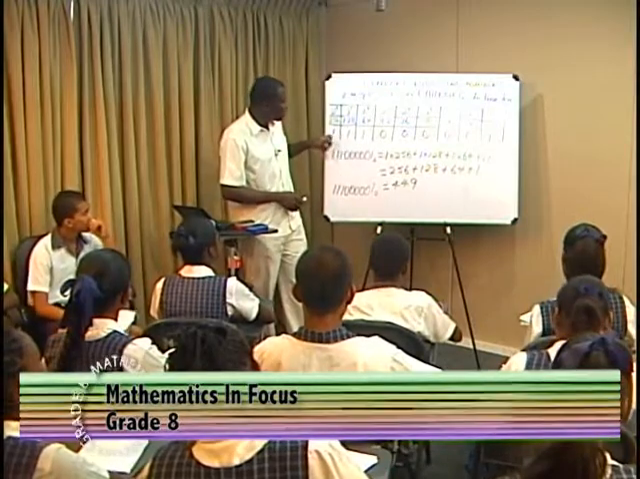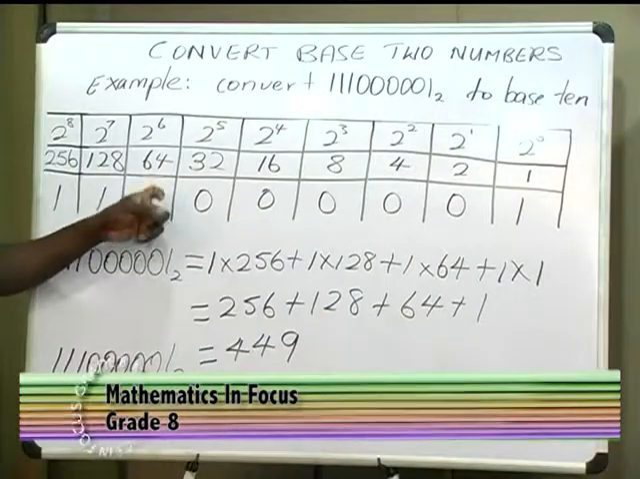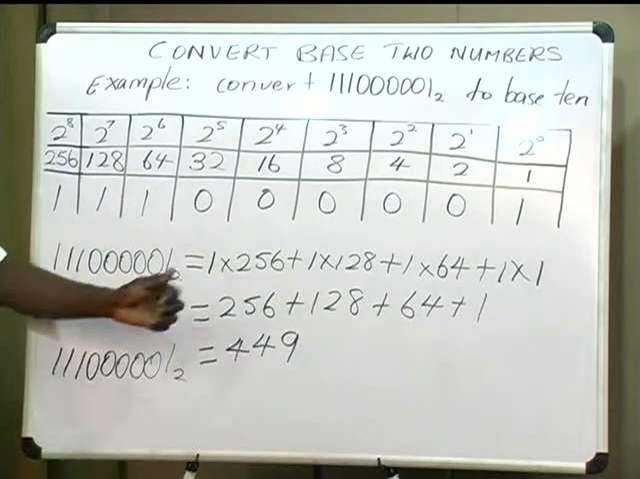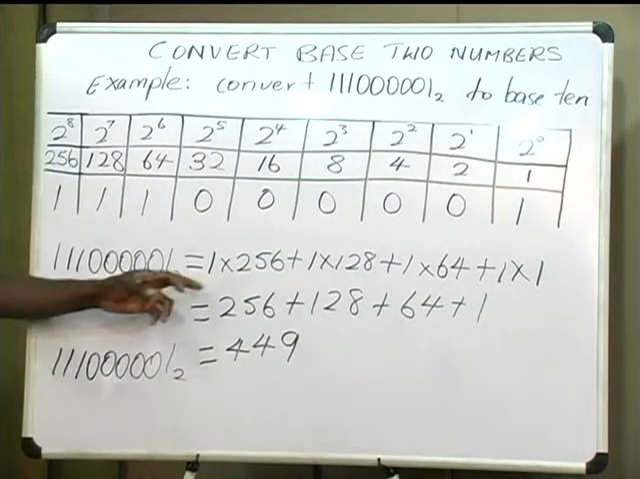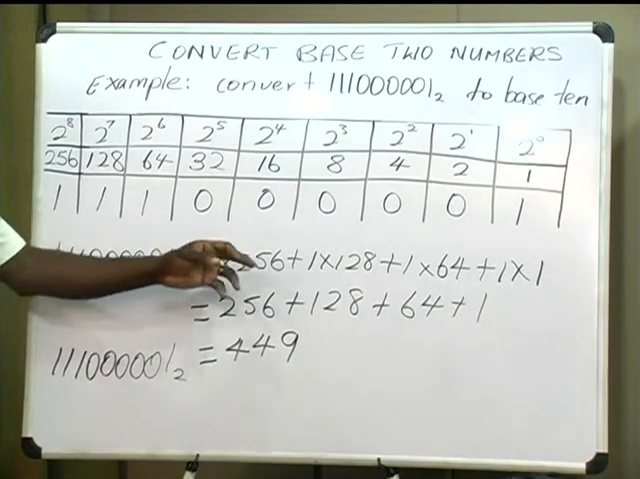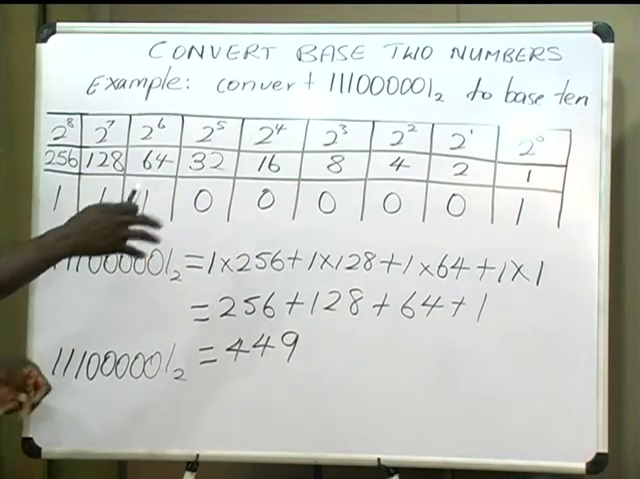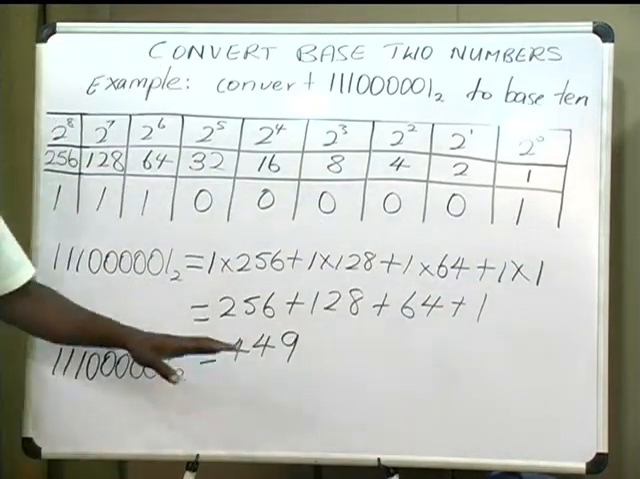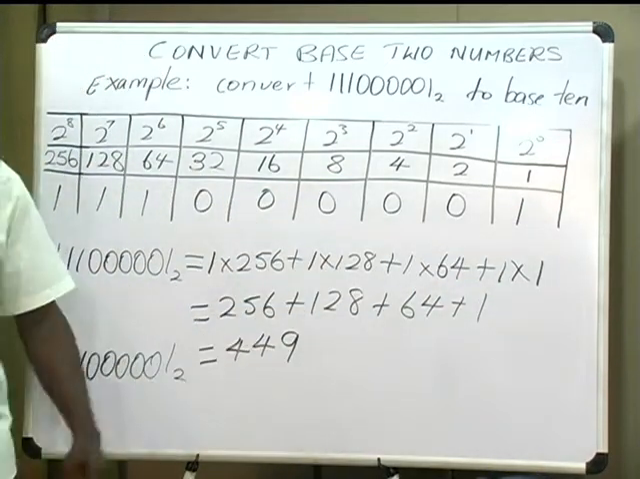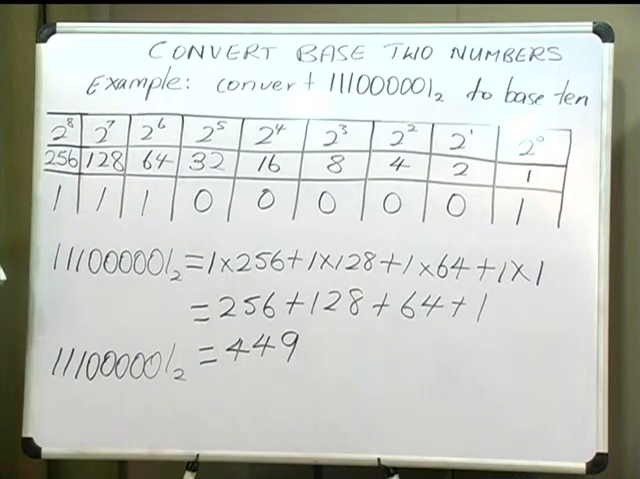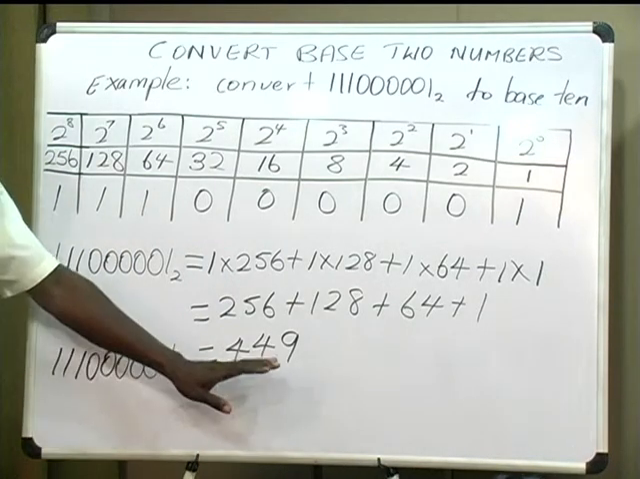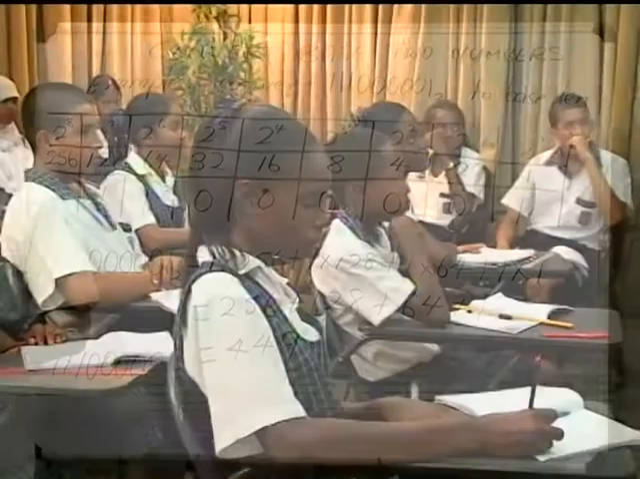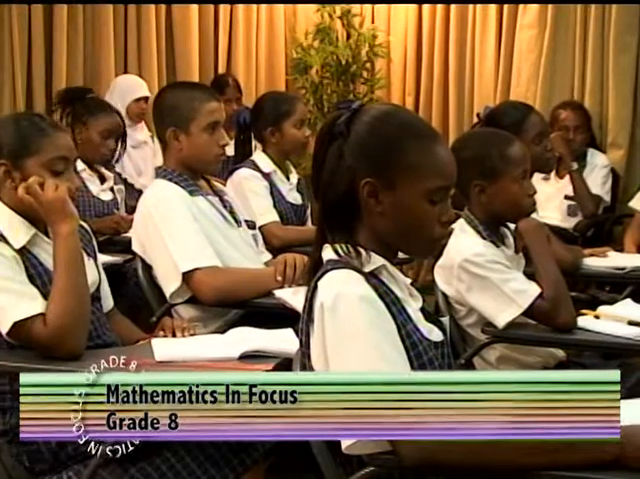Then we see where we have ones. A non-zero number multiplied by the place value, and we add it all up. So we say 1 times 256 plus 1 times 128 plus 1 times 64, and all of these are 0, so we go to the next non-zero number, which is 1 times 1. When we add up all of these, we get 449. So this here, as a base 10, is equal to 449. Any questions? Is there someone who learned something new today?